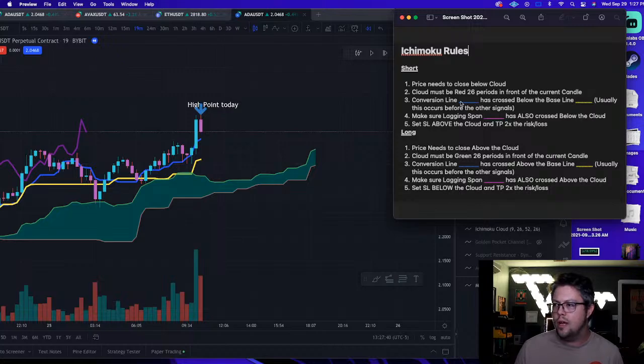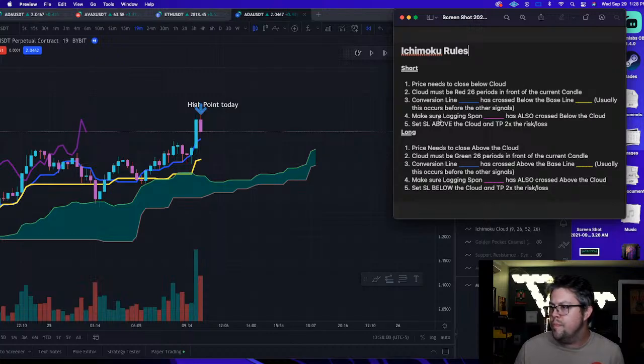The blue line, the conversion line, has crossed below the baseline. The yellow line hasn't happened. So far, we wouldn't even touch a short in this position unless we had other indicators that we were following and liking. There are a bunch of great ones that'll show you exactly what's to come sometimes.